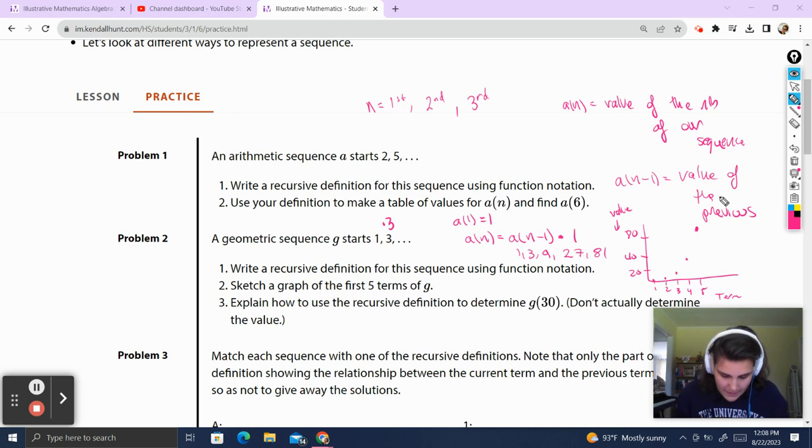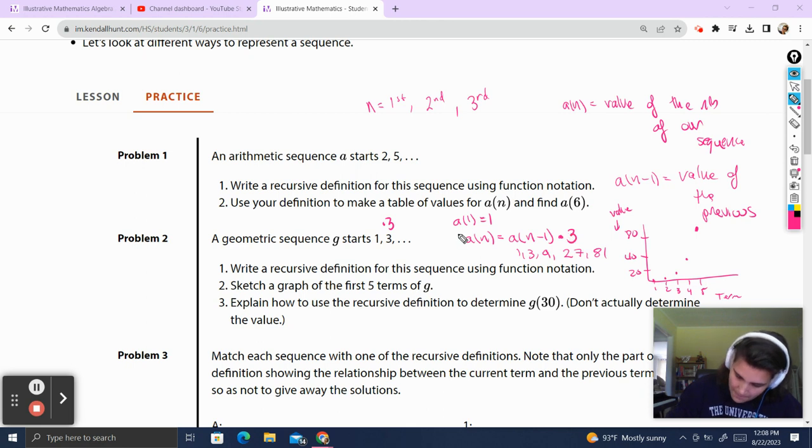Explain how to use the recursive definition to determine G of 30. Do we actually determine g of 30? Well, in this case, to determine g of 30, we're going to have to use our function and literally multiply by 3 30 times. Why do I have multiplied by 1? Look, I typed that down wrong. We all make mistakes. Definitely be careful about making mistakes.